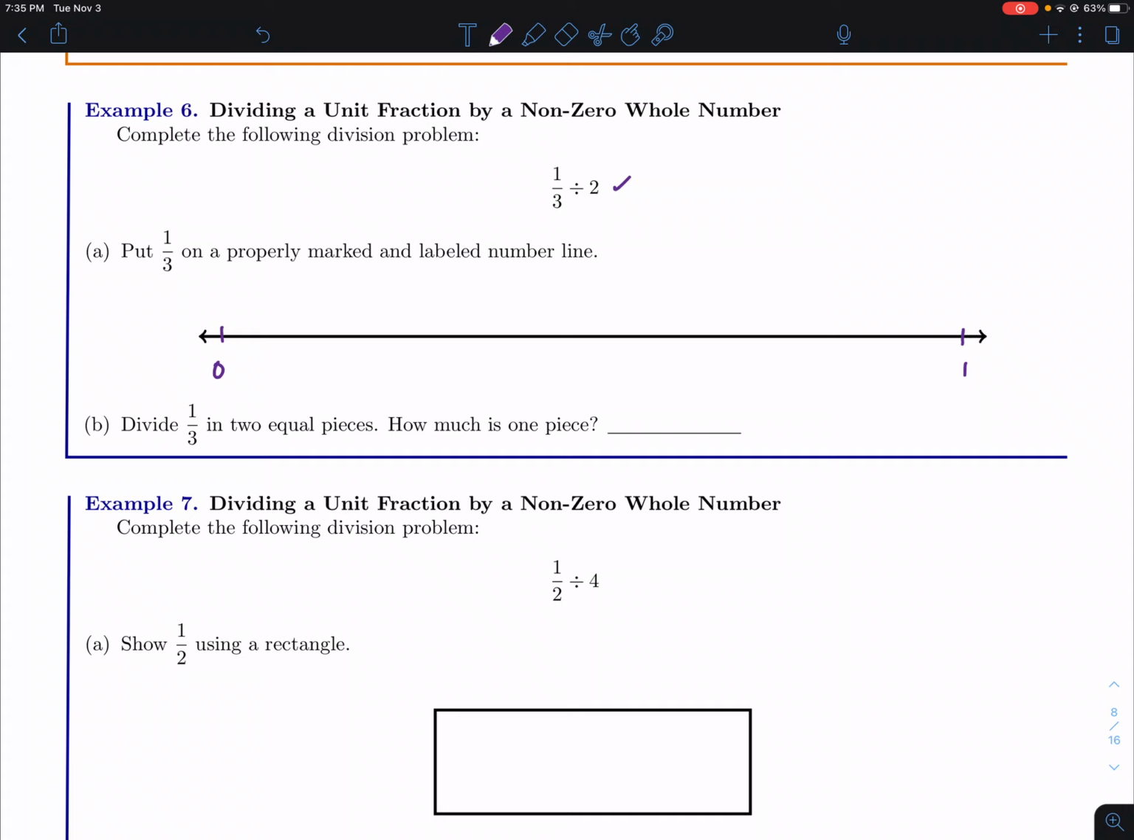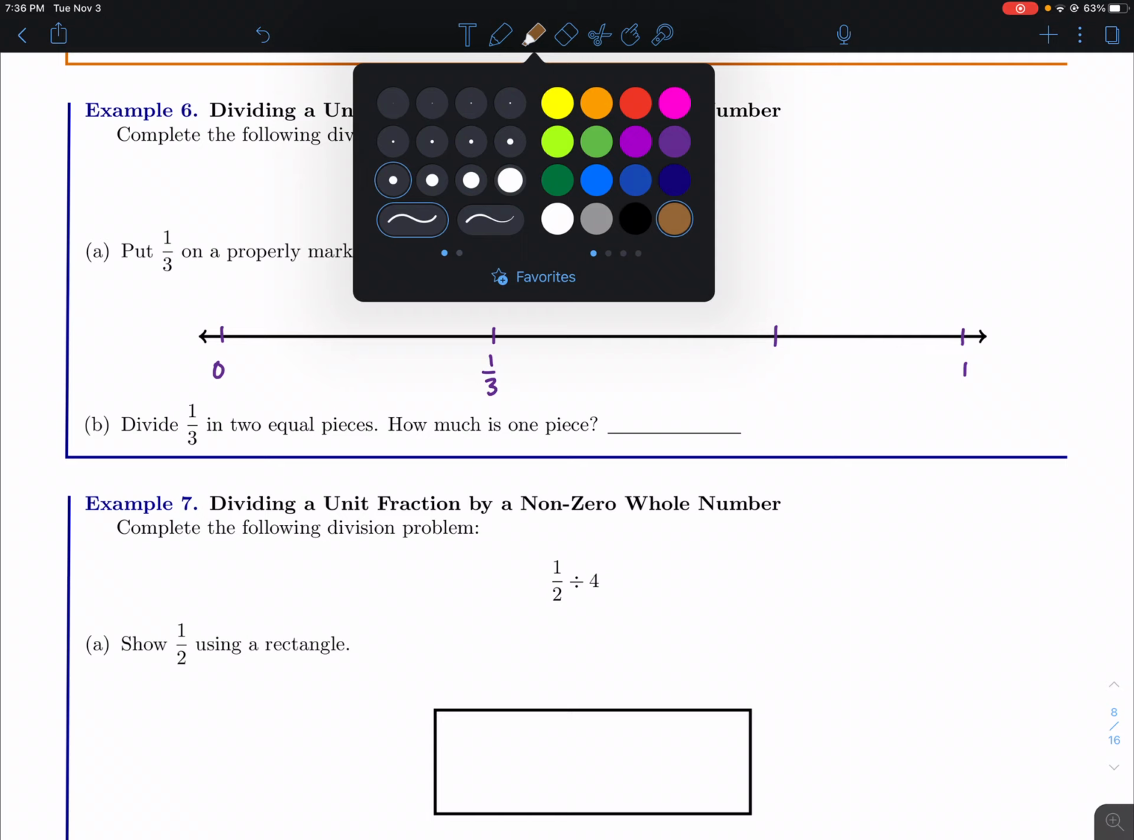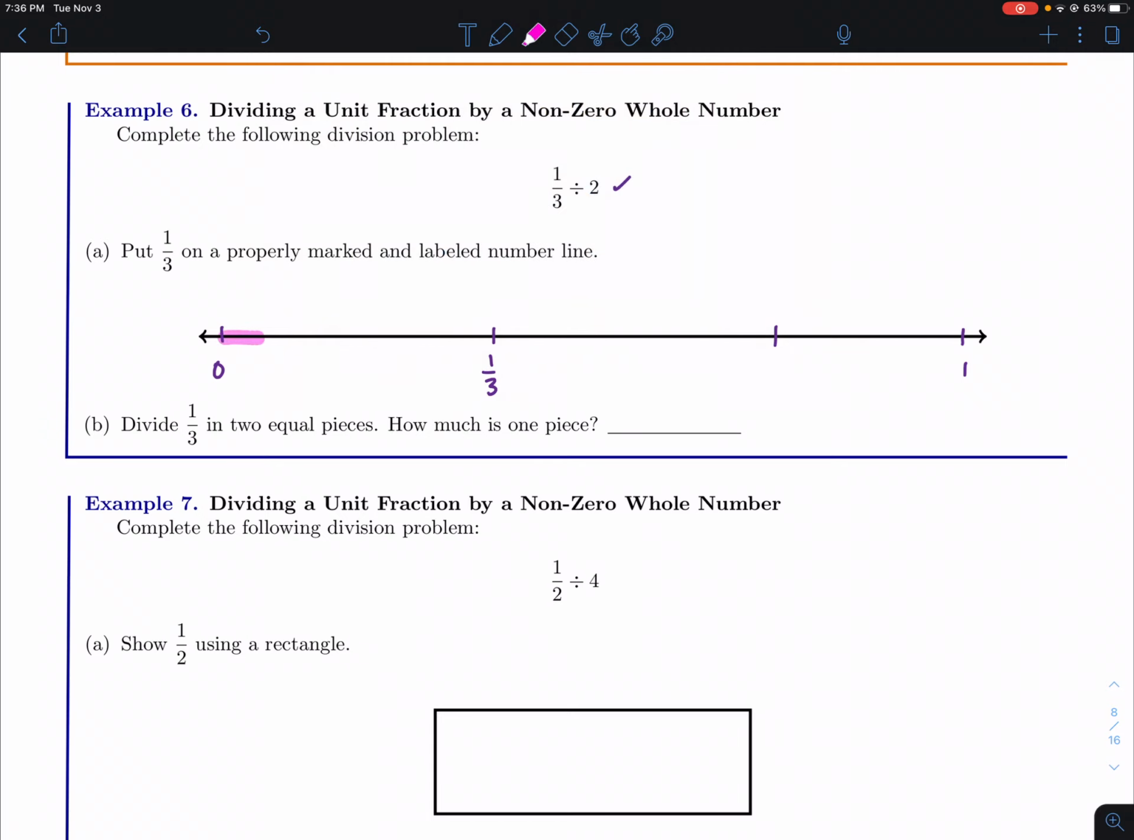And then what I want to do is divide from 0 to 1 up into chunks so that I can get my 1/3 units. So in this case, I'm going to divide that into thirds. So there's my 1/3 on my properly marked number line. Let me highlight it just so we can see what we're looking at here. And so now our goal is to divide that 1/3 chunk into 2 equal pieces. So in this case, we want to divide this in half.